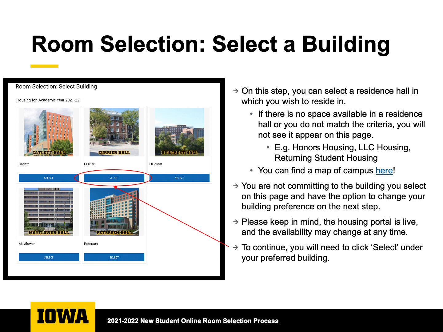If you have accepted a spot in a living learning community or LLC, only that building will appear. After you select the building, you will be able to select an available room on that LLC's floor. You will not be able to select a different building or floor using the filters.